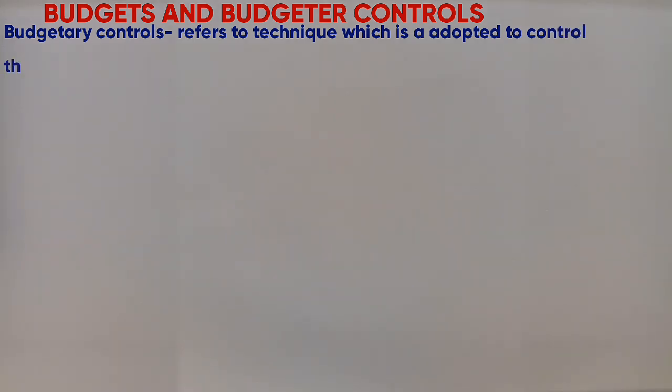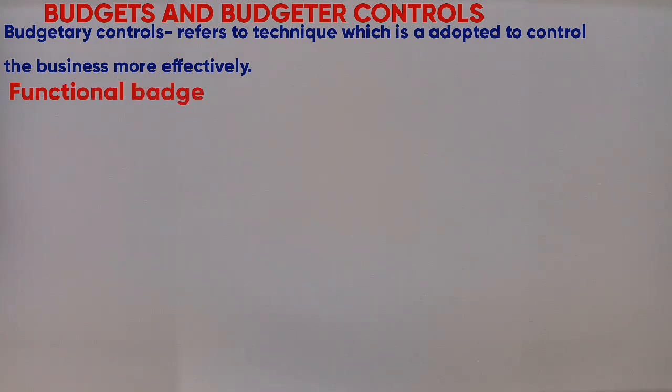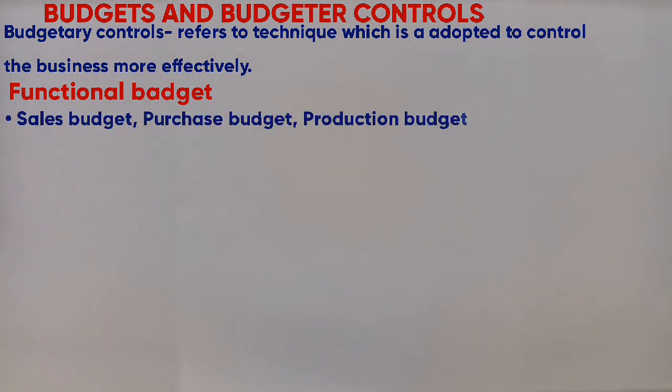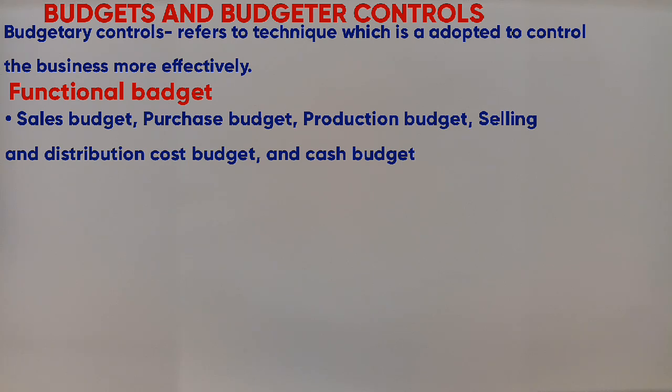Now, when we talk about budgetary controls, budgetary controls simply mean techniques. We have those techniques which are adopted to control the business more effectively, and we refer to them as the budgetary controls. Now, when you talk about budget, we have the functional budgets. Briefly, I want to highlight them. The functional budgets are the sales budget, purchases budget, production budget, sales and distribution cost budget, as well as the cash budget.